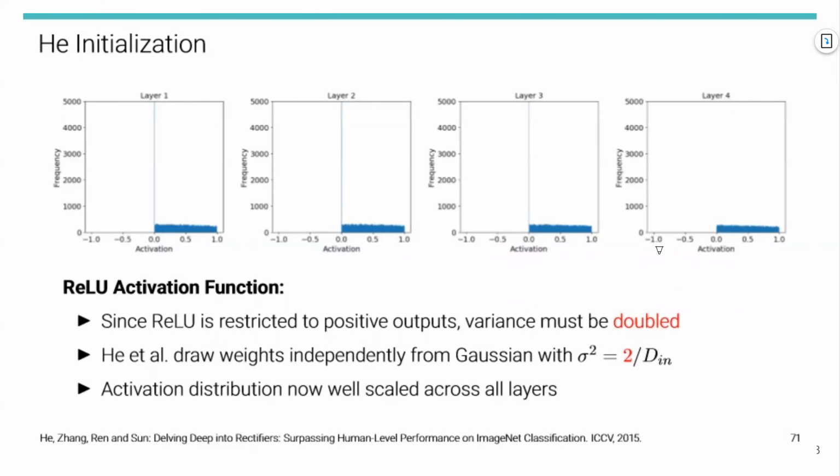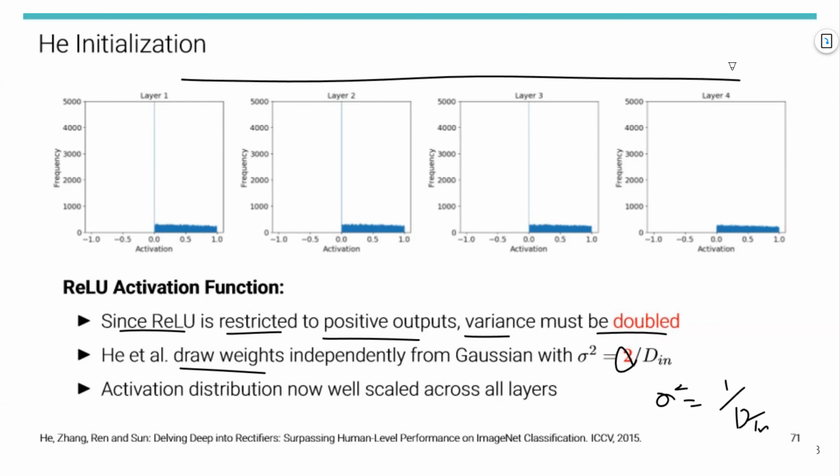How do you resolve this situation? Since ReLU is restricted to positive outputs, the variance must be doubled. That's a simple solution. So rather than drawing weights independently from a Gaussian with sigma squared of 1 divided by d in, we multiply by 2 here because we are using just one part, only the positive part. And after that, the distribution becomes well spread.